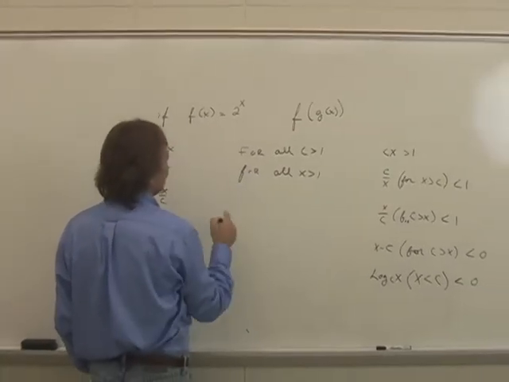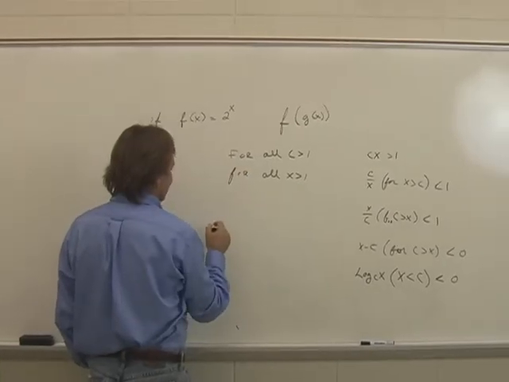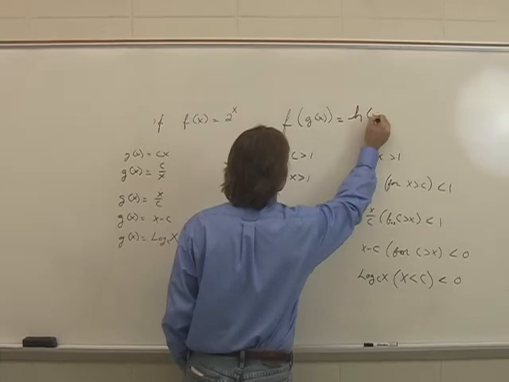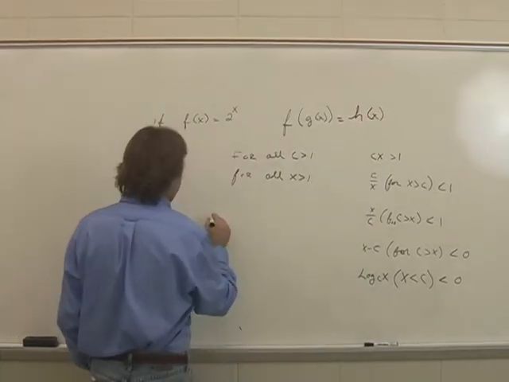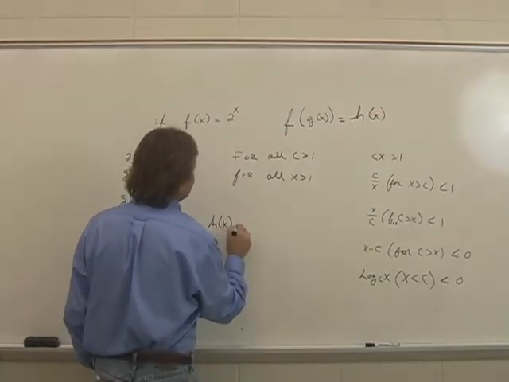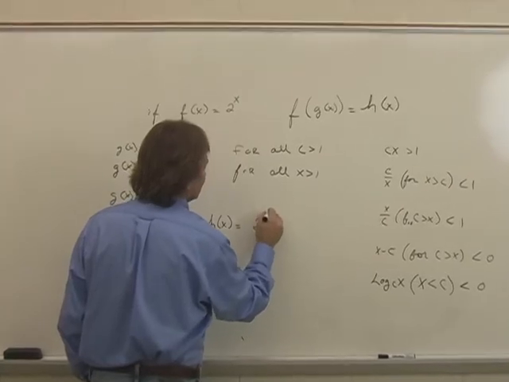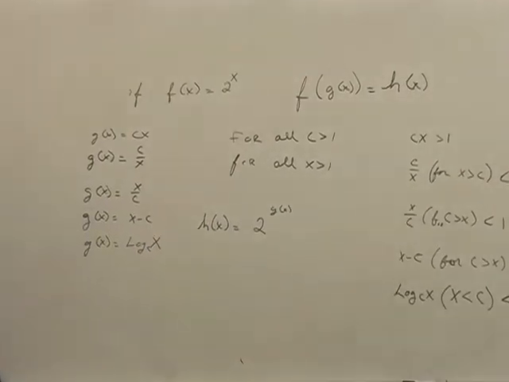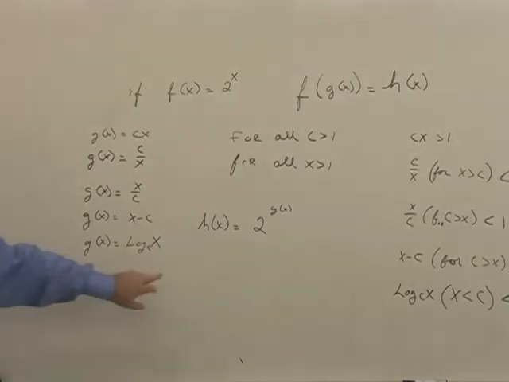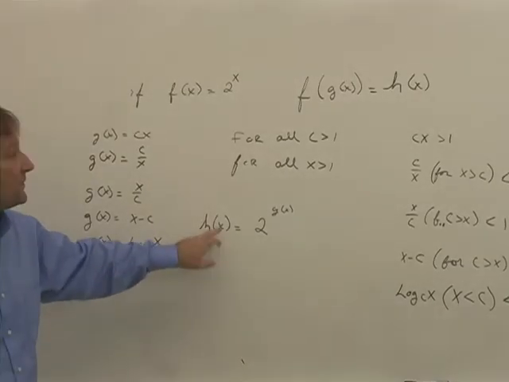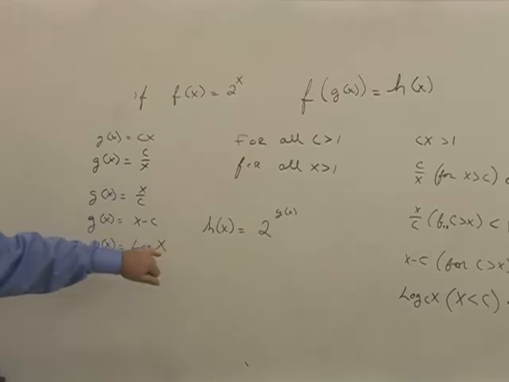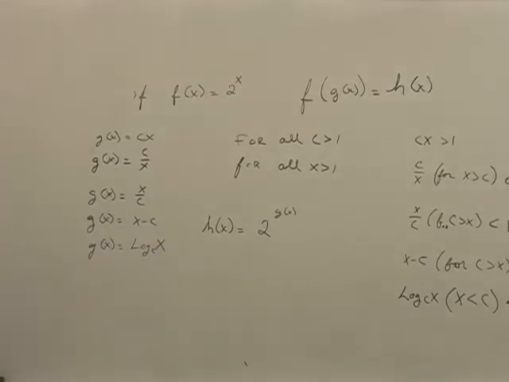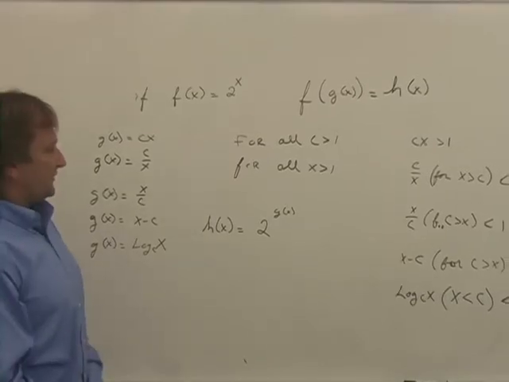If f of x is 2 raised to the x, then the new function, which we'll call h of x, would be 2 raised to the g of x power. So it's asking which one of these functions would yield the greatest value for the new function f of g of x, which I've denoted h of x. So let's look at the possible combinations.